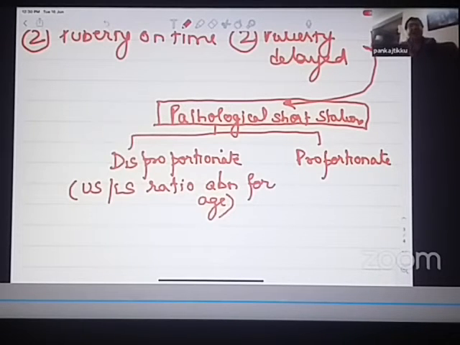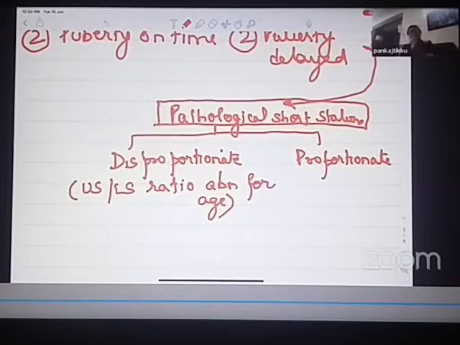What is US? Upper segment. Upper segment is from the head to the symphysis pubis. So this is our upper segment, from head to symphysis pubis. What is the lower segment? From the symphysis pubis to the toes is the lower segment of the body. I'll again repeat. What is upper segment? From the head to the symphysis pubis. What is the lower segment? Symphysis pubis to the toes.